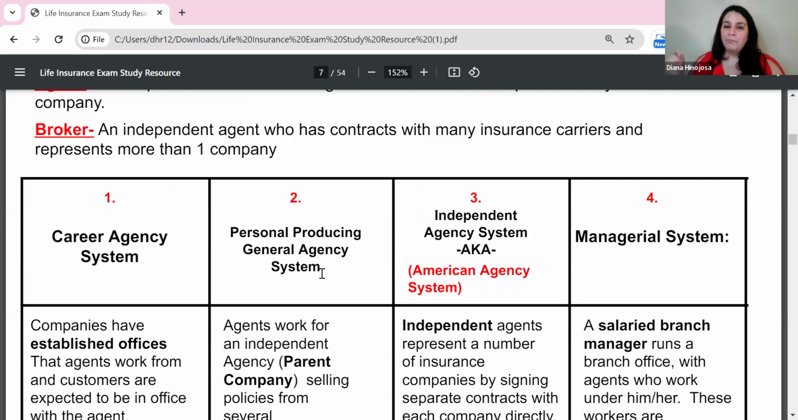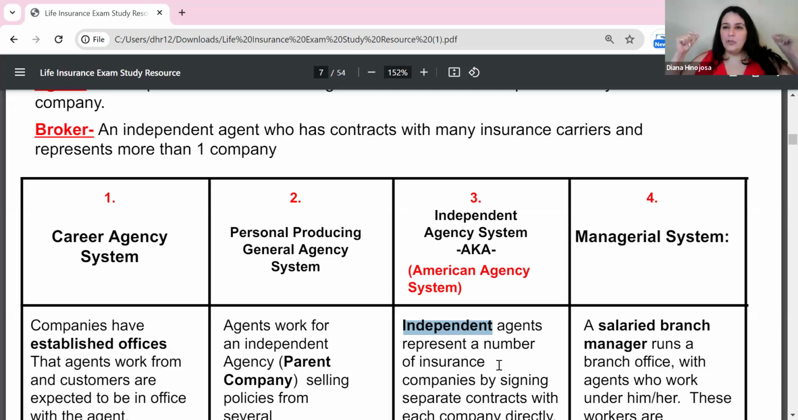The next one is your independent agency system, AKA, and again, guys, anytime you see this right here, one in black, one in red, this is going to be the synonym for it, the other name for this program or for this specific system, right? American agency system. This is the true independent agent, okay? This agent is independent. And I want you to think of the 4th of July, fireworks, all of that, because this is your American agency system and we're independent, right?